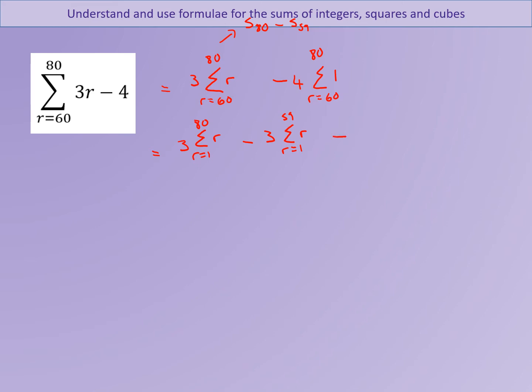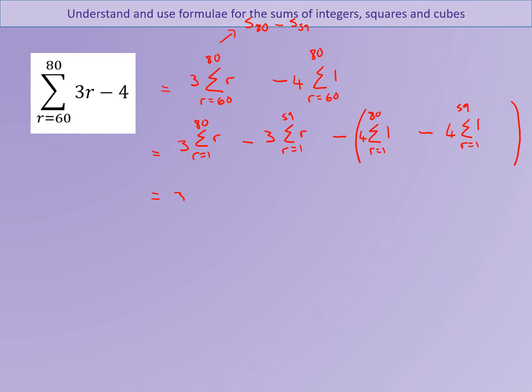So I've got minus. I'm actually just going to use some brackets to make sure that we don't get messed up with the negatives there. So the first part is going to be 4 times the sum of 1, starting at r equals 1 and going up to 80. Then I'm going to take away 4 times the sum of 1, starting at 1, ending at 59. So that's going to do the same job again. It's going to work out the sum from 1 to 80, and then we're going to take away the sum from 1 to 59, leaving us with the sum from 60 up to 80. So those brackets were important just so that we didn't get any negative errors there.